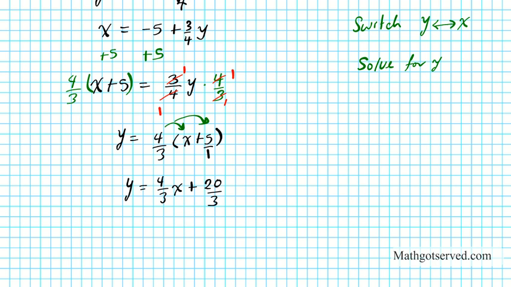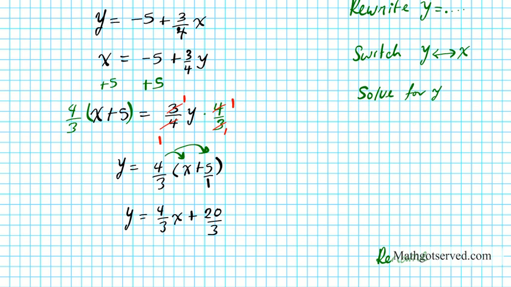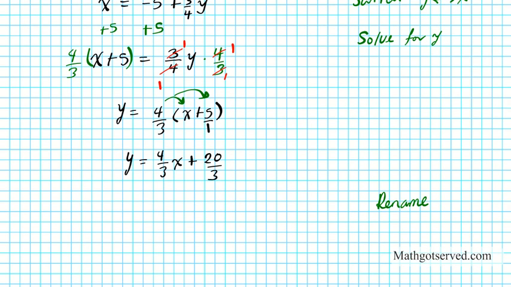And then to finish this problem off, we just rename. Okay? Rename y, the inverse, using the notation that was presented in the original question, which was f of x. So we're going to rename it. We're going to call it f to the negative 1 of x equals 4/3 x plus 20 over 3, and there, that is our inverse.